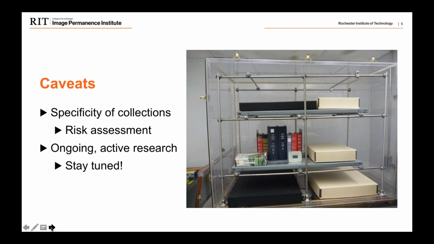Specifically, that means going through a risk assessment process and understanding what each range of conditions might mean for their collections. The other factor I wanted to mention is that this is very much a field of ongoing and active research, specifically with environmental research. So we encourage you to stay tuned. This will be an evolving picture of the environment for collections, and may not be the last word. Please stay tuned as we complete more research on this topic.